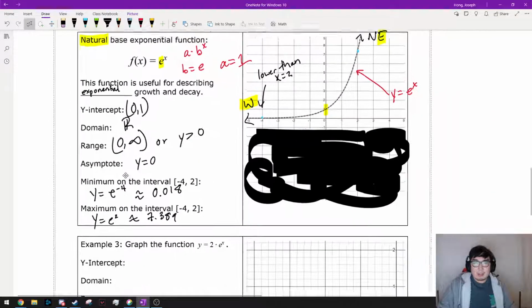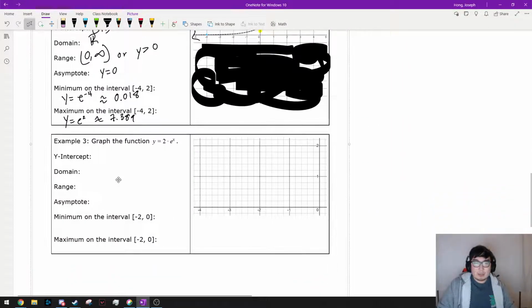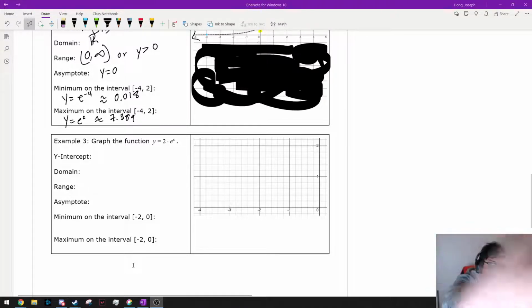So try to do example 3. I'm gonna be putting some questions up here for now. Let me just wave this camera to indicate that. Okay. I'm gonna go really fast because I don't want to waste your time.